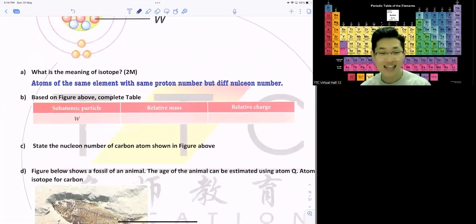Okay, different nuclear number. There is another way of writing this definition. By the way, I will go through this thing in the class this week. Don't worry, for those who can't catch up.